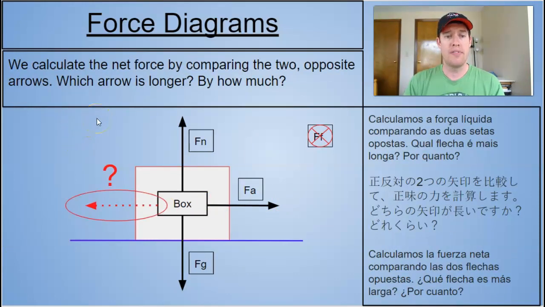Now, if there is a net force, we have to calculate it. We have to say, okay, yes, there is a net force. Well, how do we do that? We calculate the net force by comparing those two unequal opposite arrows. This one's balanced by this one, so those are balanced. However, we have an arrow over here and no arrow over there. We have to compare this arrow with what should be over here. Which arrow is longer? And by how much?